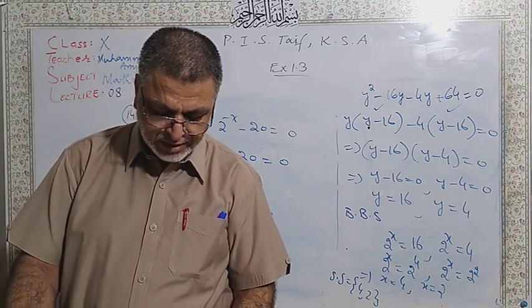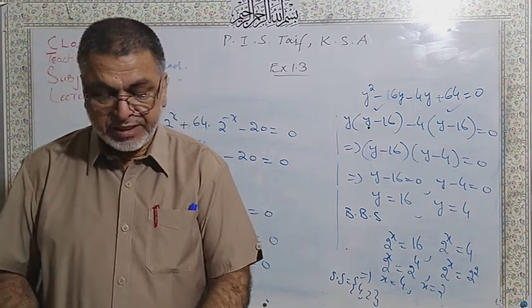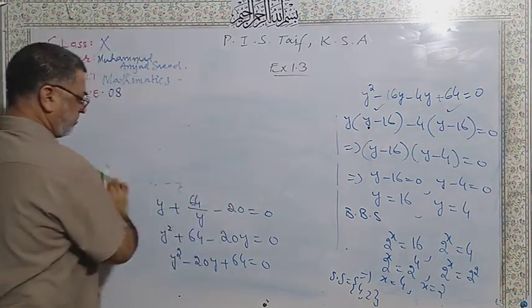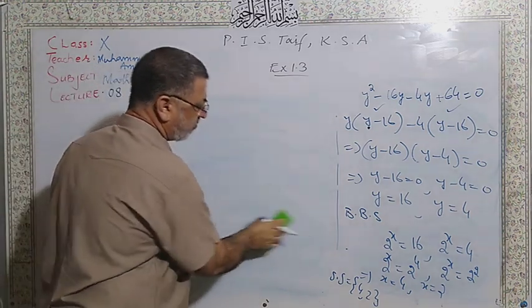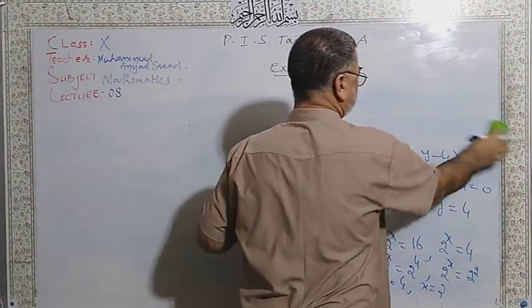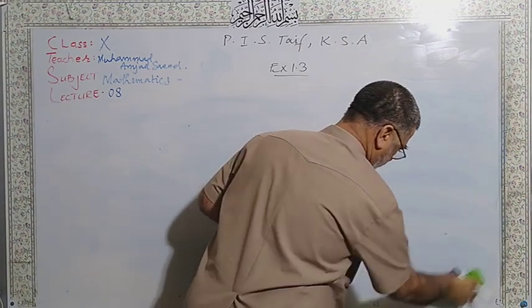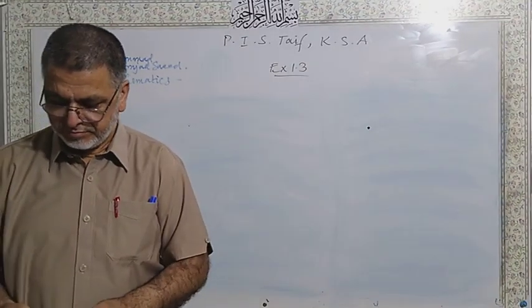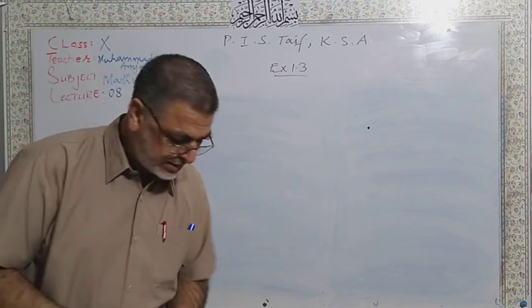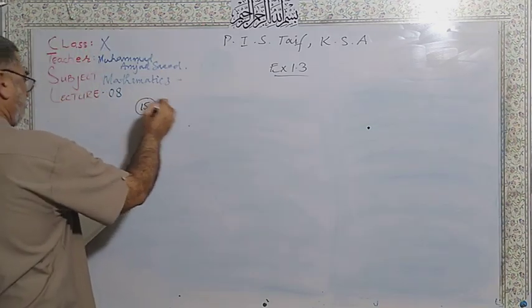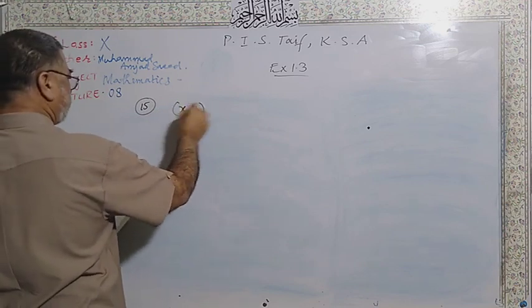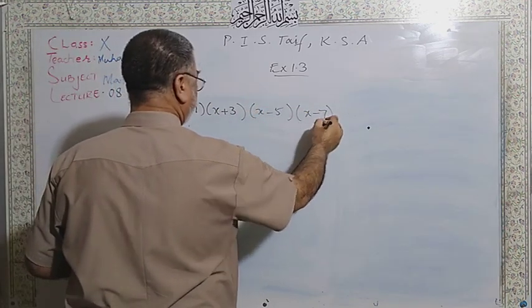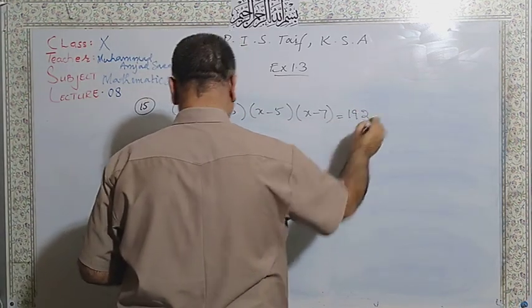After this, we have question number 15. Question number 15 is: x plus 1, x plus 3, x minus 5, x minus 7 is equal to 192.